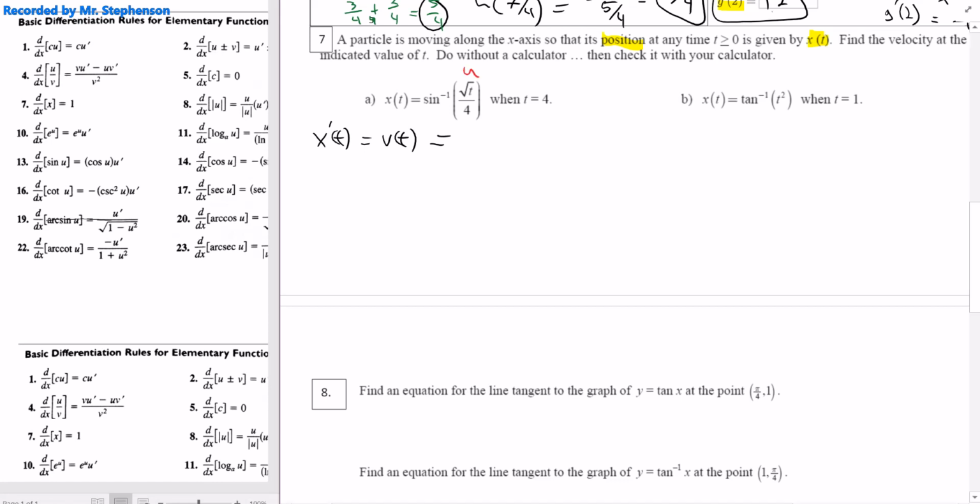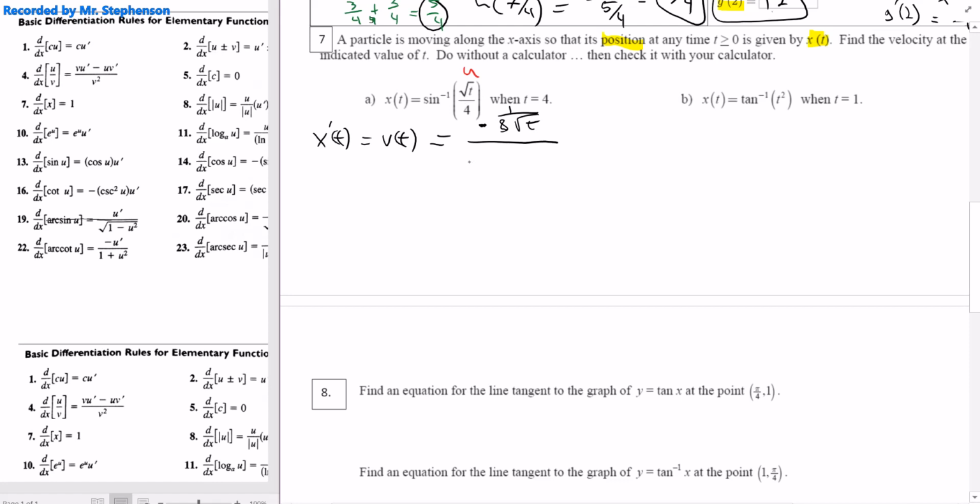Here is my u, right? It's the thing that's inside the sine inverse function. So I'm just going to go ahead and plug this into the formula. Negative u prime, so it's going to be negative, the derivative of square root of t over 4 is going to be 1 over 8 square root of t. You can check that if you want. It's like 1/4 times square root of t. The derivative of square root of t is 1 over 2 square root of t. You can take all the steps if you need to.